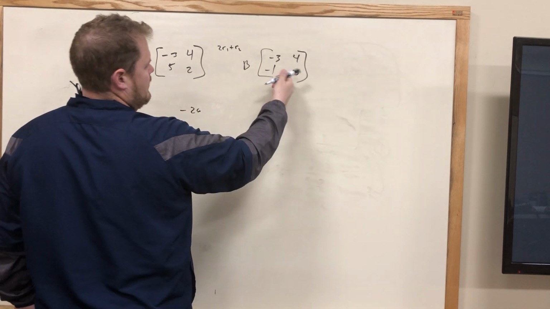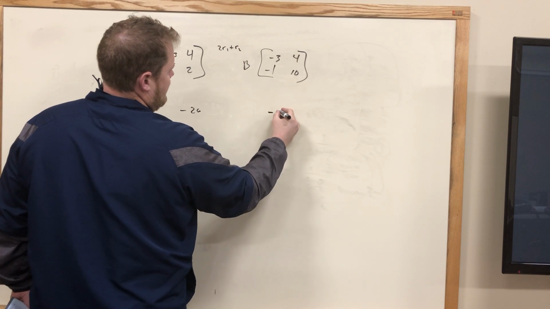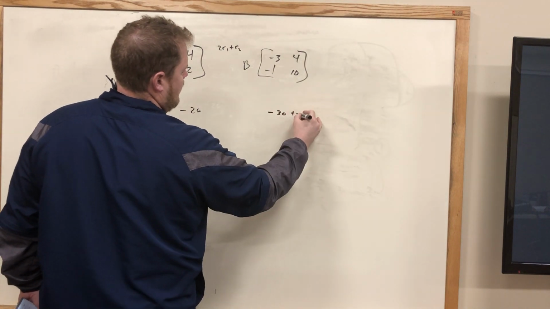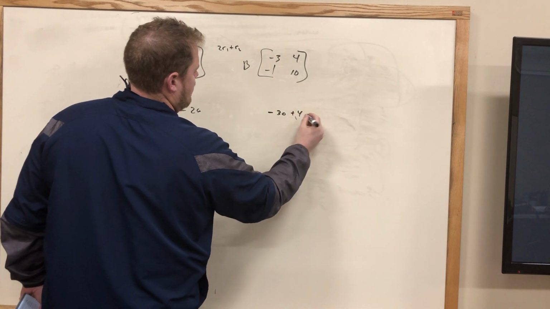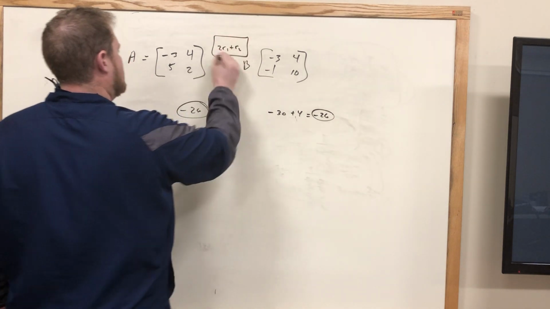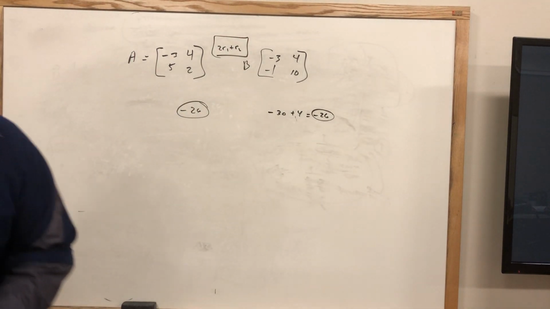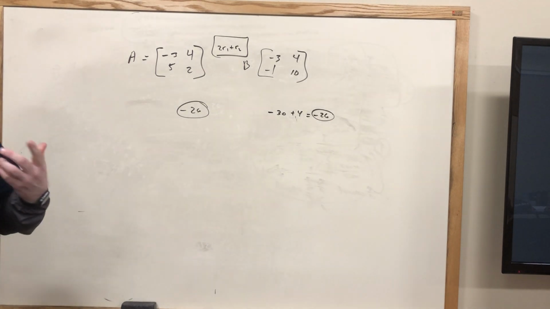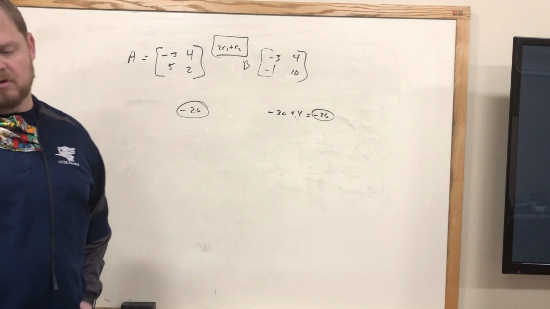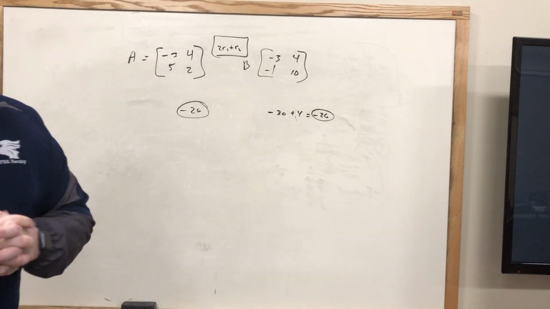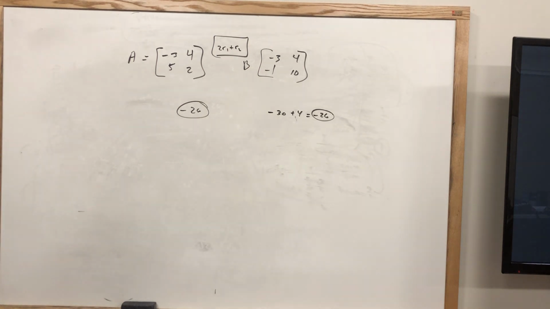I don't know why I erased it. This one is going to be -30 plus 4. Gives you -26. So when you do a regular elementary row operation there, you're going to get the exact same determinant. So that's important to remember as you go through this process. Any questions?